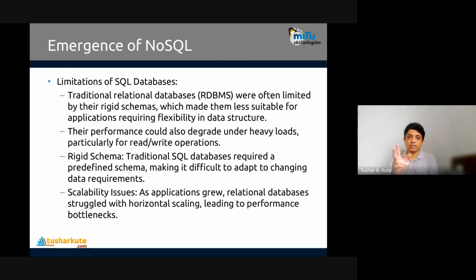Rigid schema. Second, scalability issues. Scalability means growth of the database, because data is not static, it is dynamic. Any number of entries can be possible inside it. So as applications grow, relational databases struggle with horizontal scaling, leading to performance bottlenecks. That is the problem.